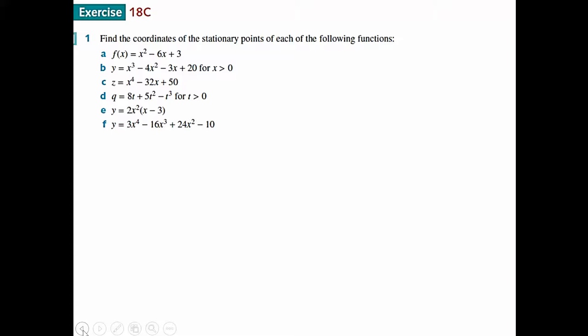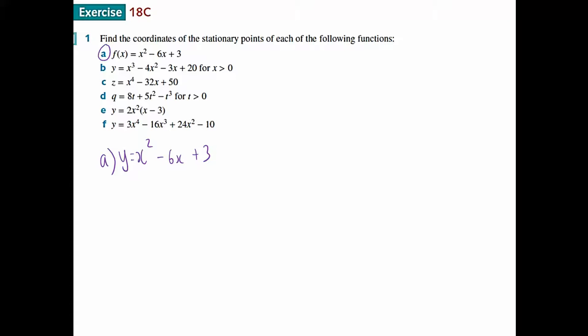18C, starting with stationary points. Let's revise what you just learned. First question says, find the coordinates. Remember, you want to find the coordinates of the stationary points of each of the following functions. So let's do the first one. I've got A, y equals x squared minus 6x plus 3.